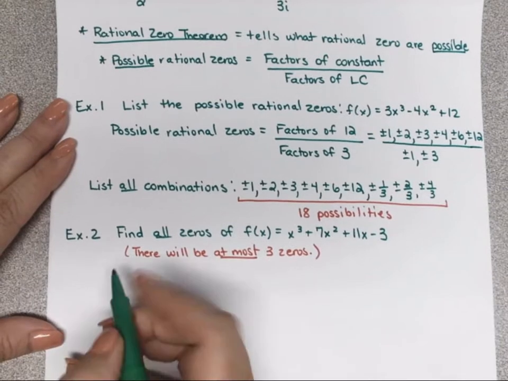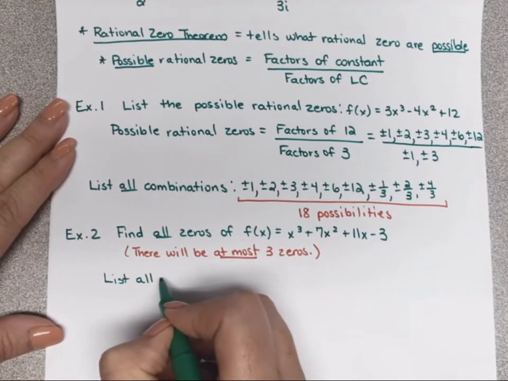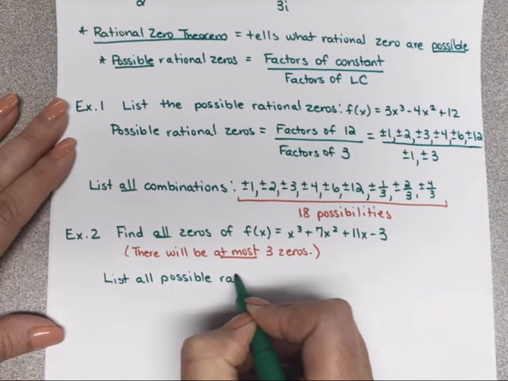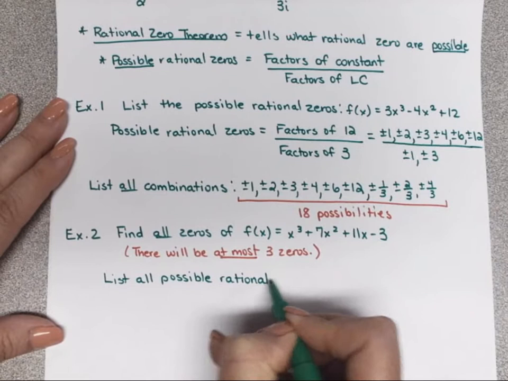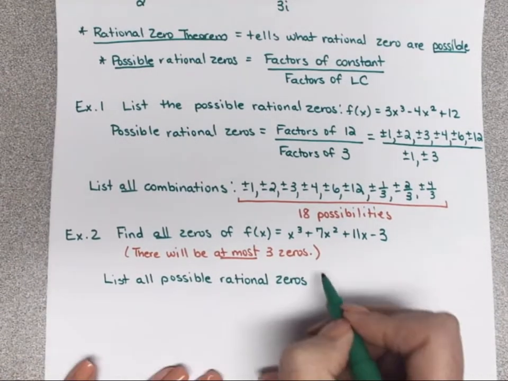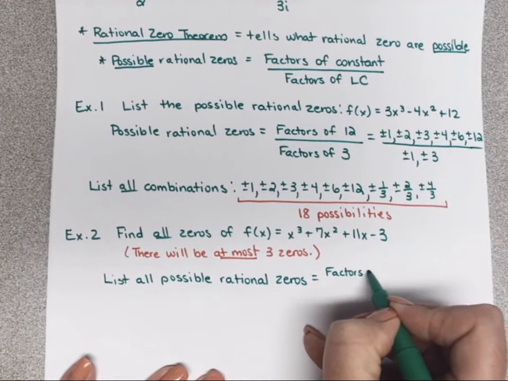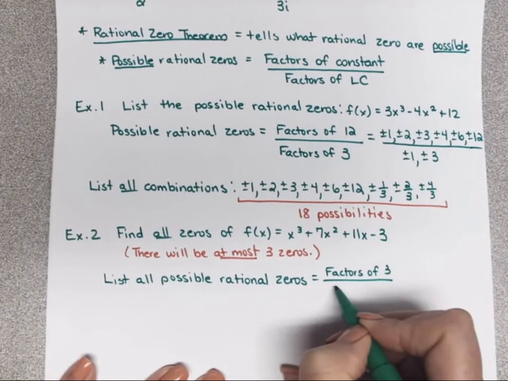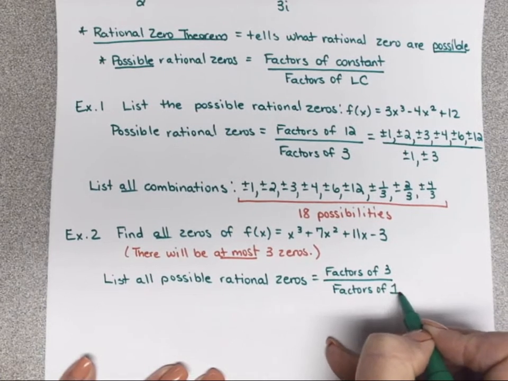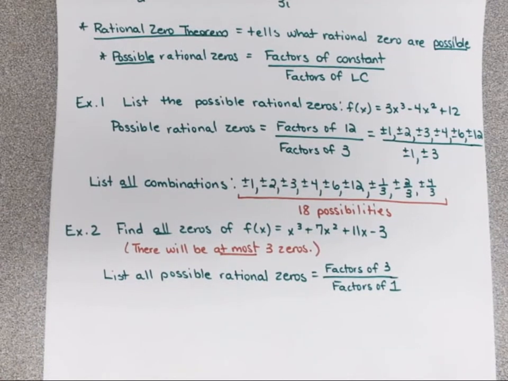So that we're not just randomly starting, we are going to use the rational zeros theorem to list all the possible rational zeros. And I chose this one because the list will be much shorter than it was on the previous example. So we're going to take factors of the last number over factors of the first number. It's going to be a lot shorter list, right?